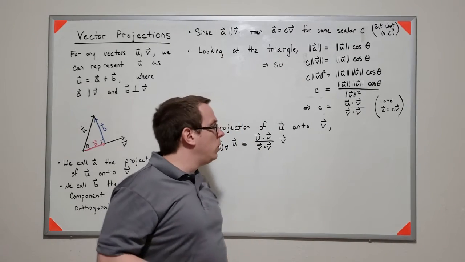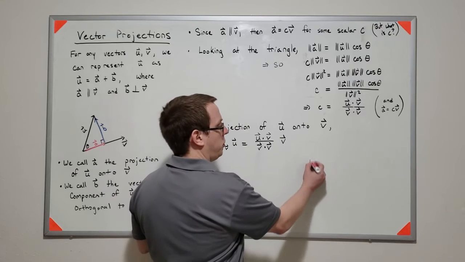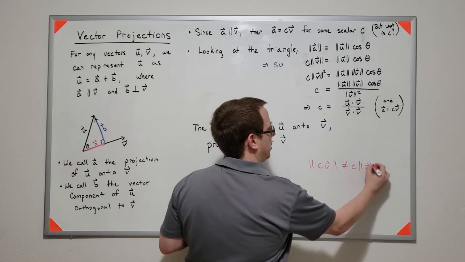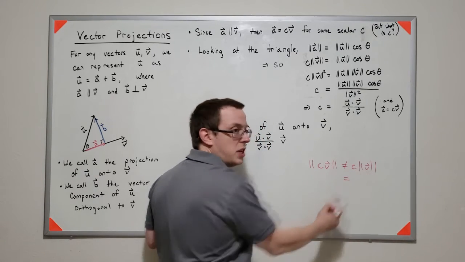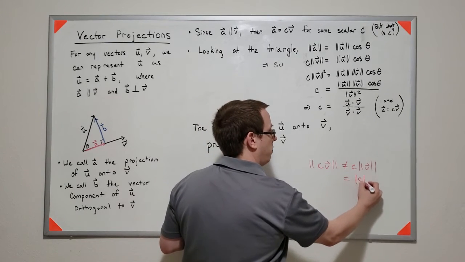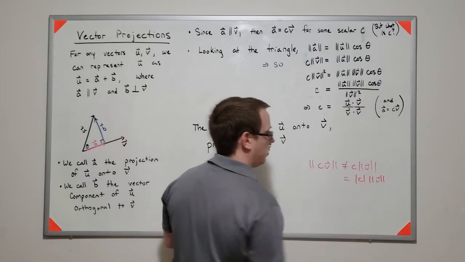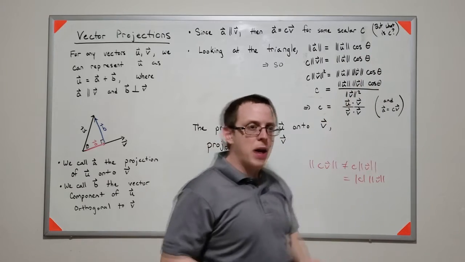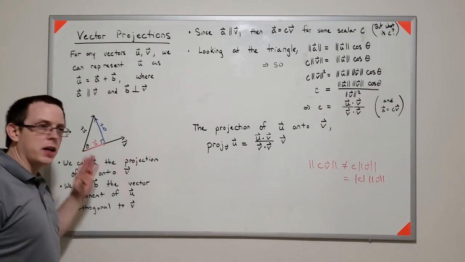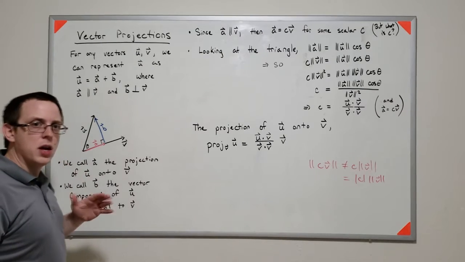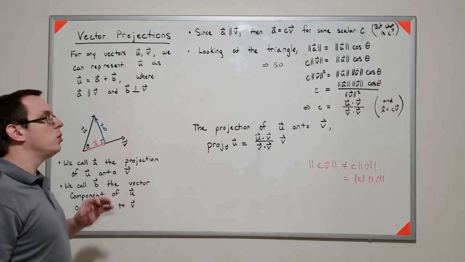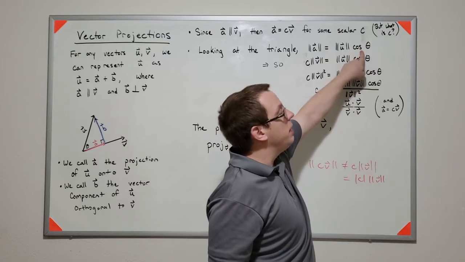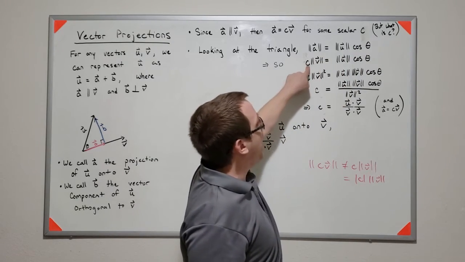If you remember, the magnitude of cv isn't just c times the magnitude of v, it's the absolute value of c times the magnitude of v. So why did I do that? Well, I did that because of this theta. In the diagram, theta is between 0 and 90 degrees, so we know that this is a non-negative number. It can only be 0 or positive.